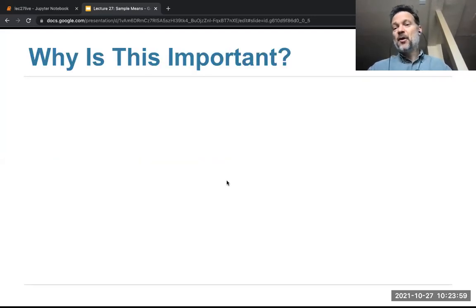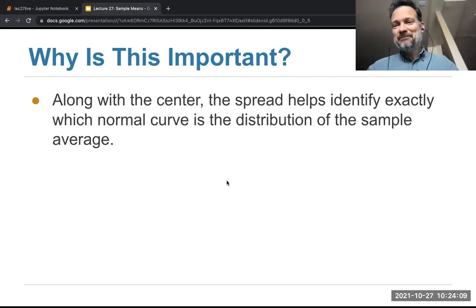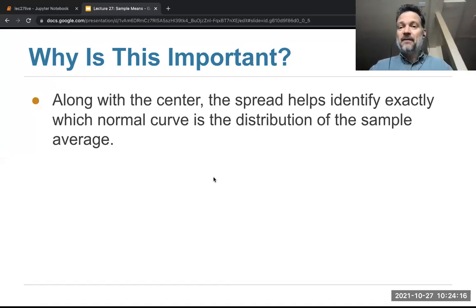Now, what about the width or the variability of this distribution? Why do we care about this? Here's one of the key ideas for today's lecture. Why do we care about the width or the SD of this distribution of sample means? The spread or the width of this distribution helps me understand how much variability there is in the sample average. So I said it's centered around the population average, which is good.